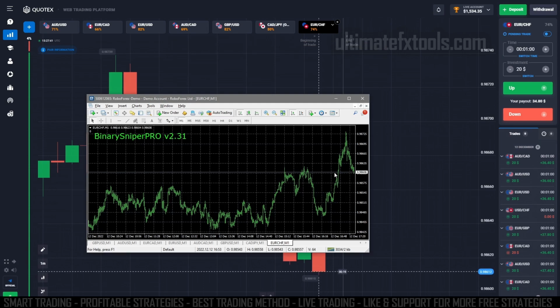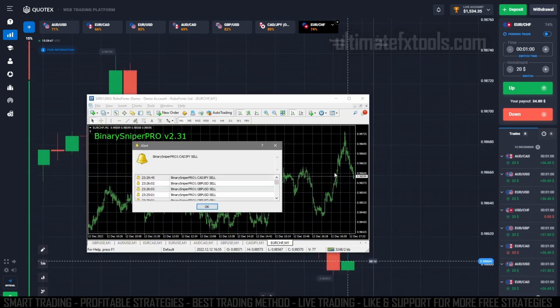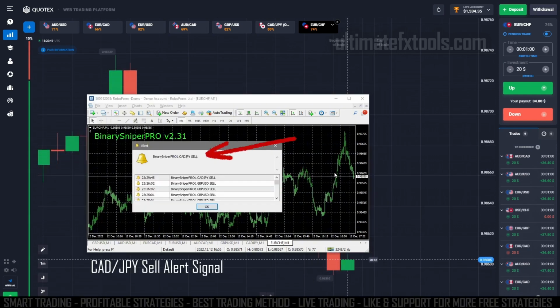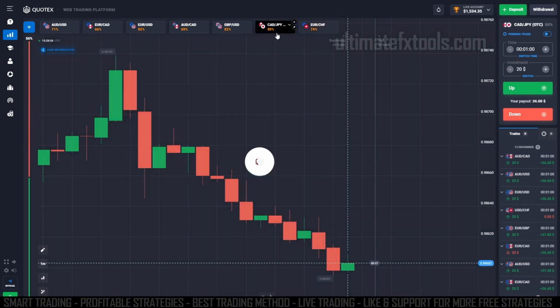I will show you in detail how to trade effectively using the indicator. First, we will wait for the indicator to pop up with signals. Take a closer look at CAD-JPY, which has generated a sell alert signal. This indicates a high probability that the trend will shift downward in the upcoming minutes.